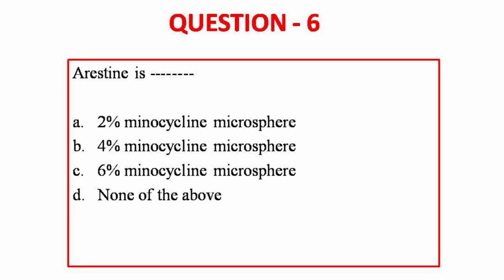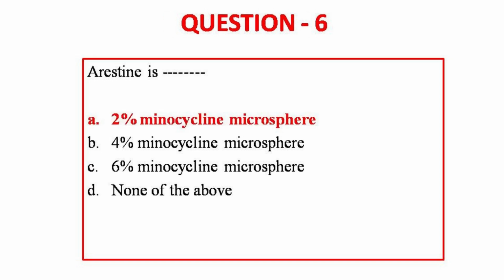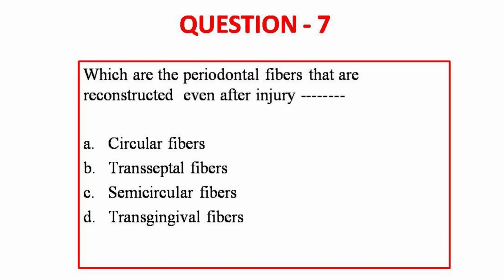So moving on to question number 6. Arestin is dash. They've given us 4 options: 2%, 4%, 6% minocycline, or none of the above. The answer to this question is 2% minocycline microspheres. It is mainly used in order to treat symptoms of periodontitis and in order to reduce the pocket depth.